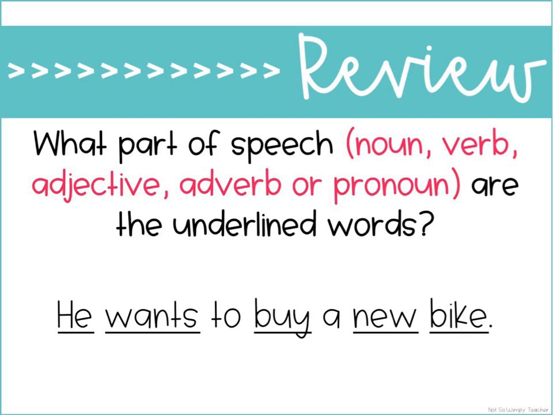So let's mark these off as we go along. We've done pronoun and we've done verb. He wants to buy. What is buy? That's right. It's another verb, isn't it? New. What is new? A new bike. It's describing a noun. So what do we call that? Adjective. And what is bike? Bike is just a thing. You're right. It's a noun. So there weren't any adverbs here. So let's go on to the next one and see what they got.